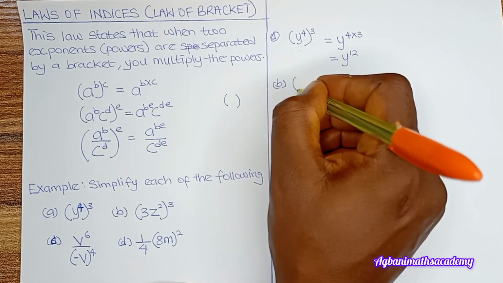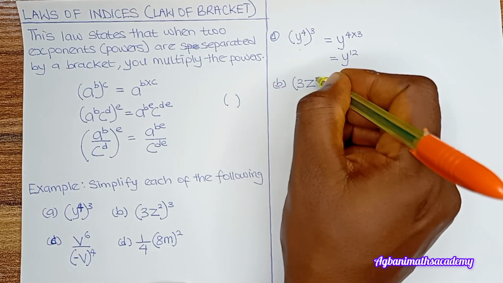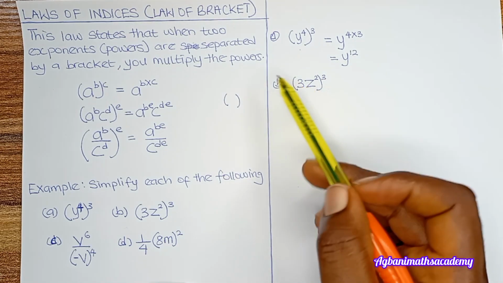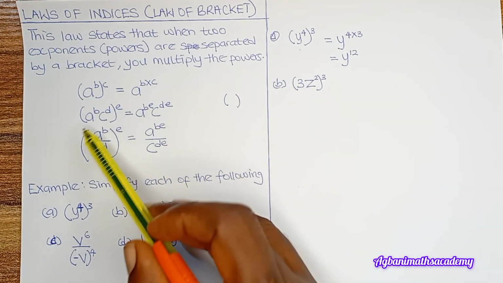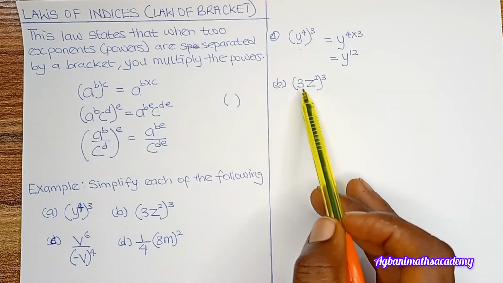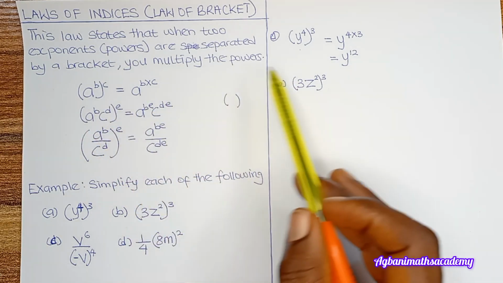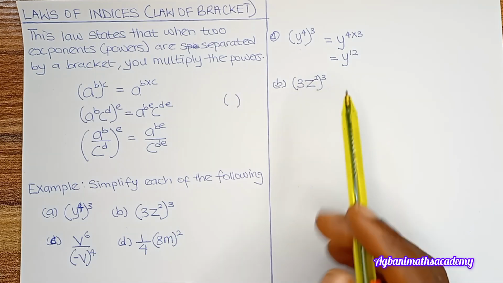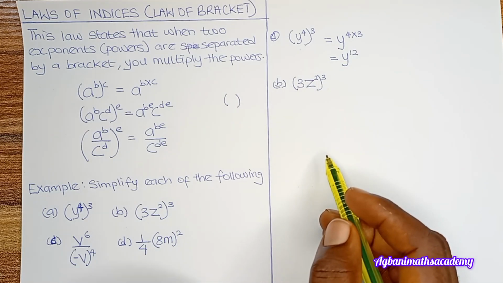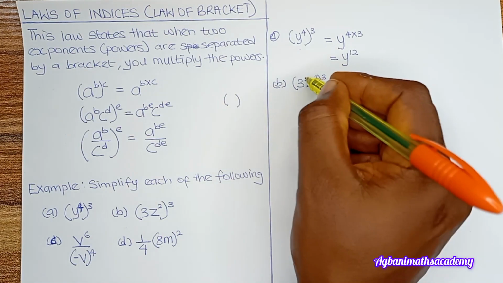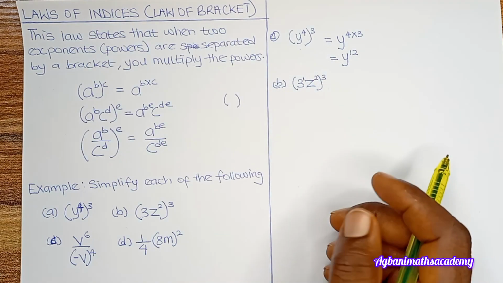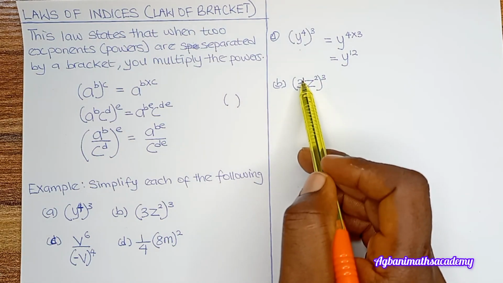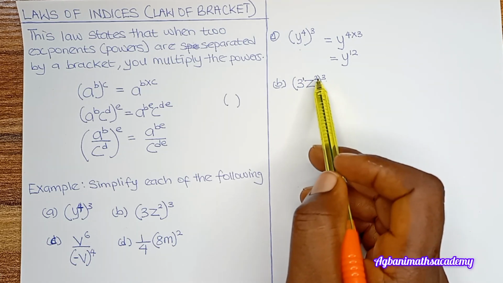B, we have 3z to the power of 2 all to the power of 3. So this looks similar to this, but in this situation, instead of having a, we are having 3. But does 3 have an exponent? Yes, the exponent there is an invisible 1. Okay, so let's make it visible: 3 to the power of 1. This means this external exponent is going to multiply 1, and this external exponent is going to multiply 2.